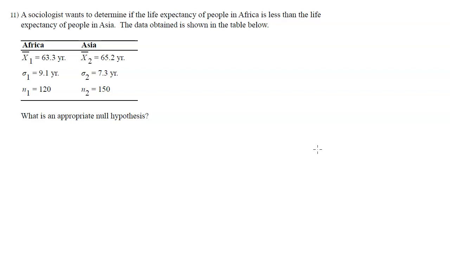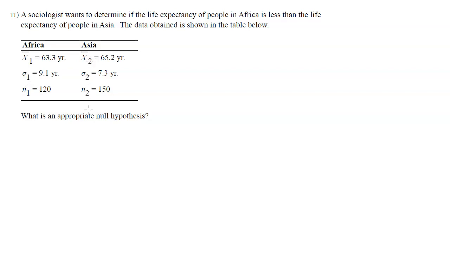Question 11, we're dealing with a sociologist now. A sociologist wants to determine if the life expectancy of people in Africa is less than the life expectancy of people in Asia. Now look, we've got this table with two samples, right? Two samples. Sample 1, sample 2.